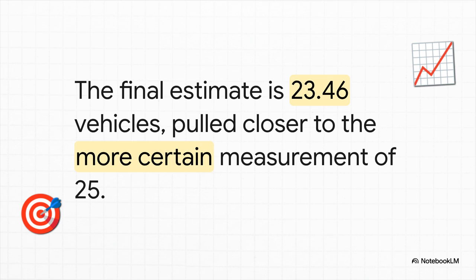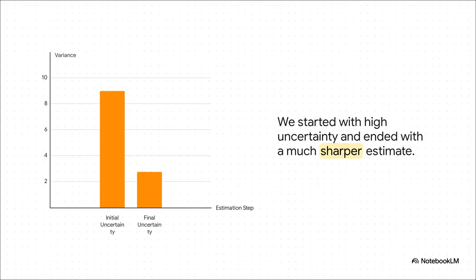Now notice what happened here. The answer isn't 20 and it's not 25. It's a weighted average that's pulled much closer to 25. Why? Because the sensor was the more trustworthy source of information. And this right here is the real payoff. This is why we do all this. We started with a prediction uncertainty of 9, but after fusing it with the measurement, our new combined uncertainty has plummeted to just 2.77. We have a much more confident estimate than we started with.